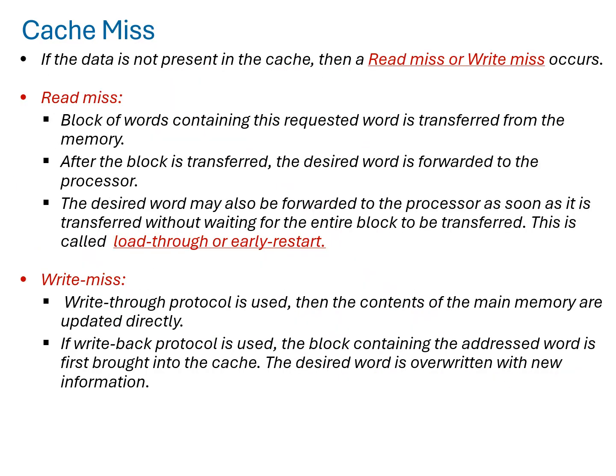Cache miss. If the data is not present in the cache, then it's called a read miss or write miss. A read miss means the block of words containing the requested word is transferred from the memory. After the block is transferred, the desired word is forwarded to the processor. Actually, it is trying to access a particular word and it's not available. Then you can go for the write through protocol and the load through or early restart protocols.